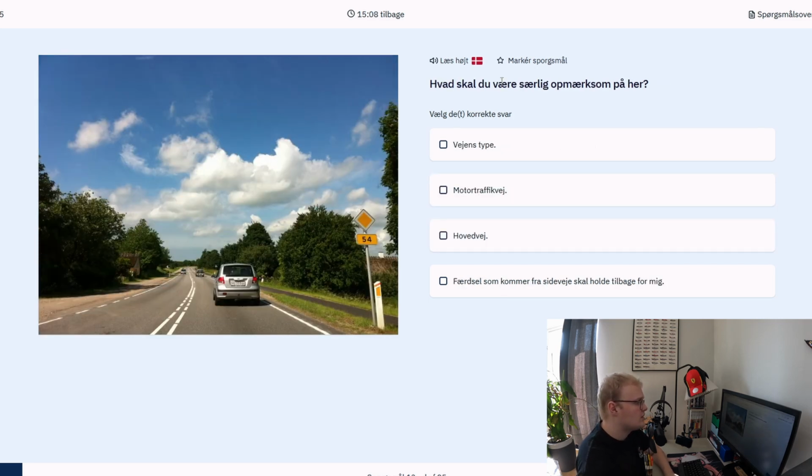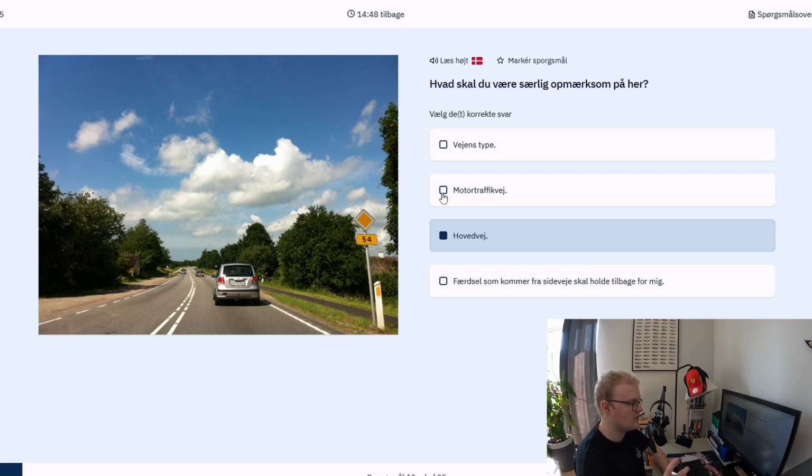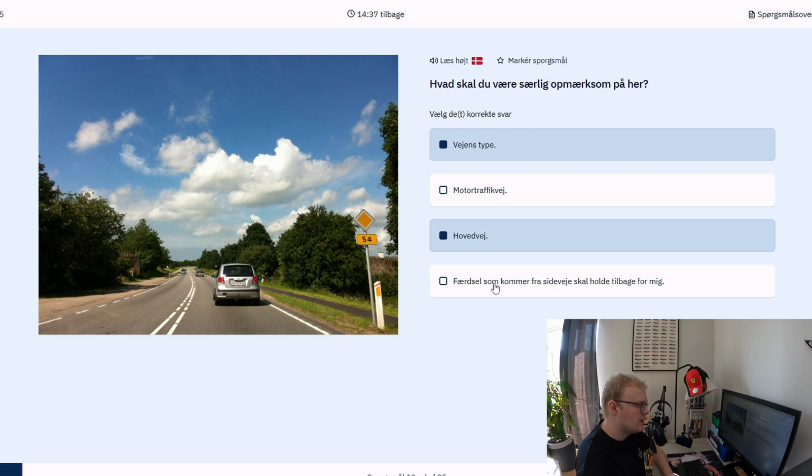What do we have to be especially observant of? The type of road. It's an 80 zone because this is outside of built-up areas. I think it's called a main road. That's what this one is. This is hard to explain, how to translate. This thing is an in-between of a highway and a main road. So I will be especially observant of the type of road. This is the sign that shows it's a main road.